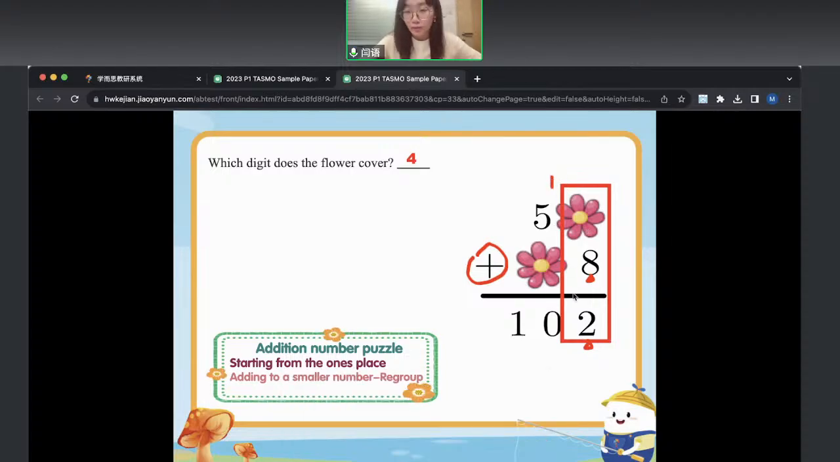Okay? And after that, also do remember to check 5 plus 4 equals to 9, but don't forget the carryover. So 9 plus 1 equals to 10. That is why we get the answer. Okay? So here, everyone, please notice that adding to a smaller number, that is regrouping. Okay, let's do more practice because actually this topic is super important, okay?